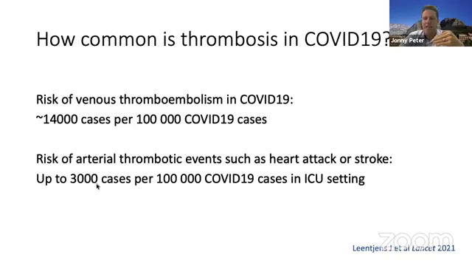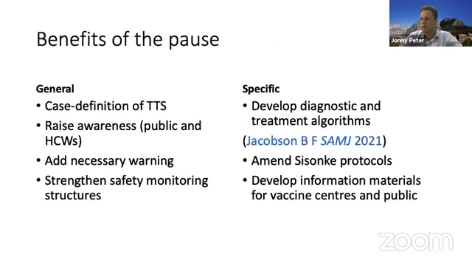And that might be as high as 3,000 cases per 100,000 in the ICU setting. So you can see here that there's a considerable risk of traditional thrombosis within the context of COVID itself. But I think that overall, for me, the benefits of the pause have been useful. And overall, in the long term, I think we will see that public confidence in vaccines is improved by this.